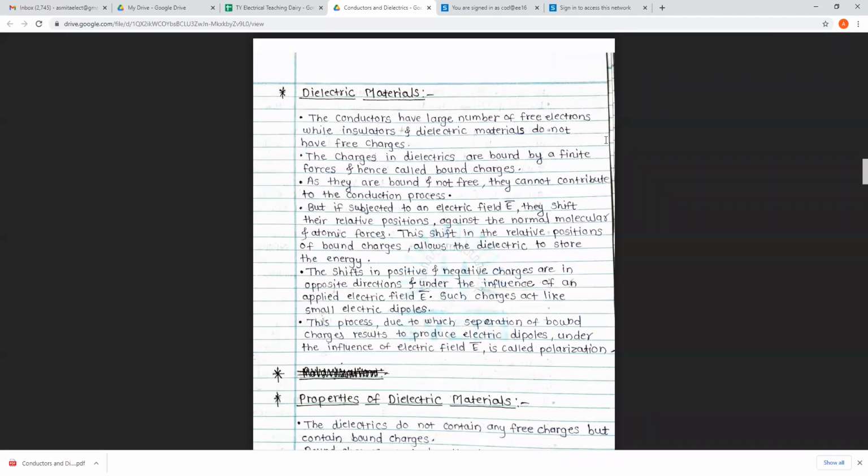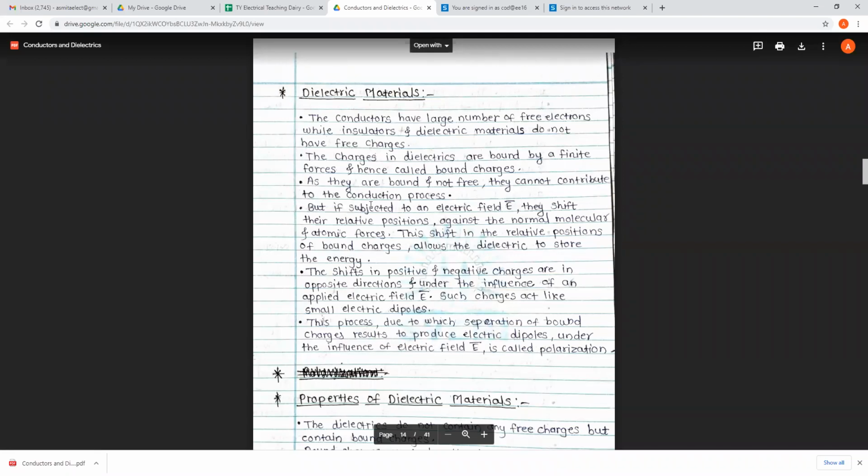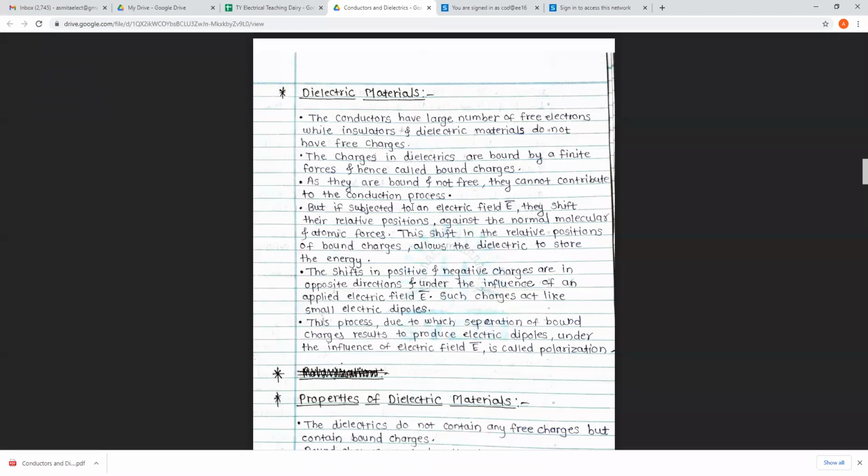That's why maximum current flows through the conductor, because there are a number of free charges, but in dielectric materials there are very few free charges. The charges in dielectrics are bound by finite forces and hence called bound charges. As they are bound and not free, they cannot contribute to the conduction process. It means the current flowing through the dielectric is very low.